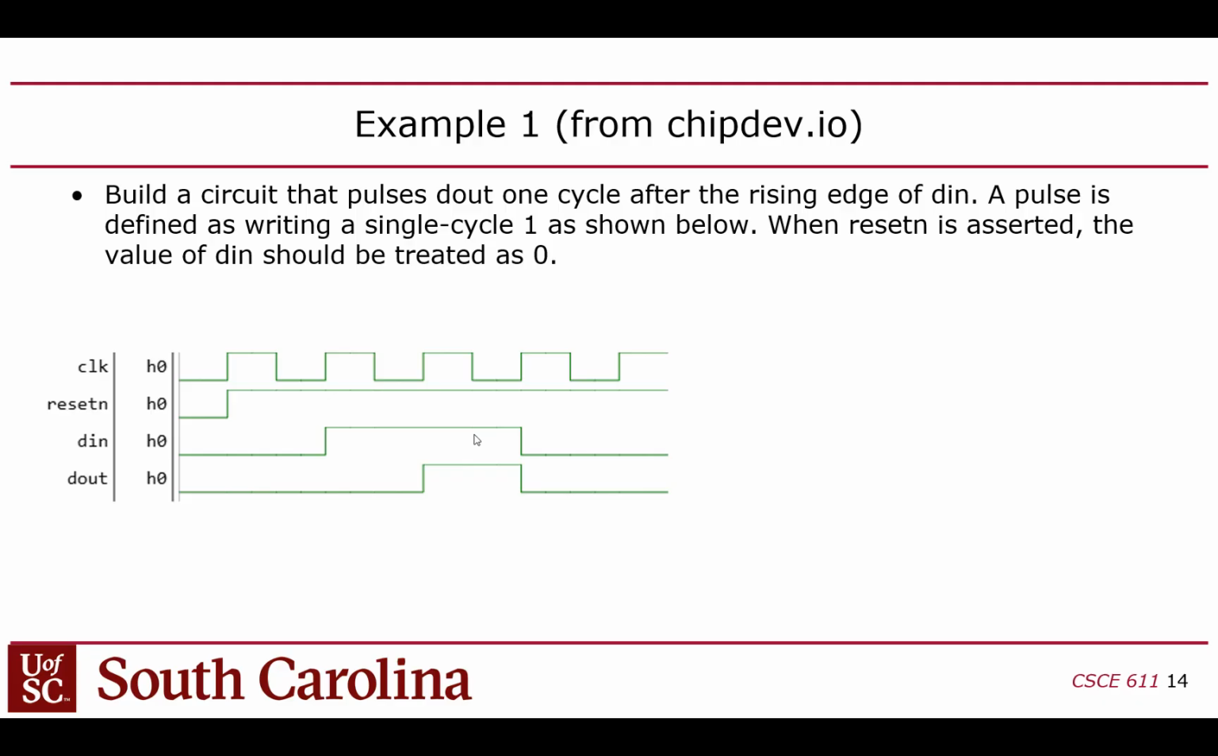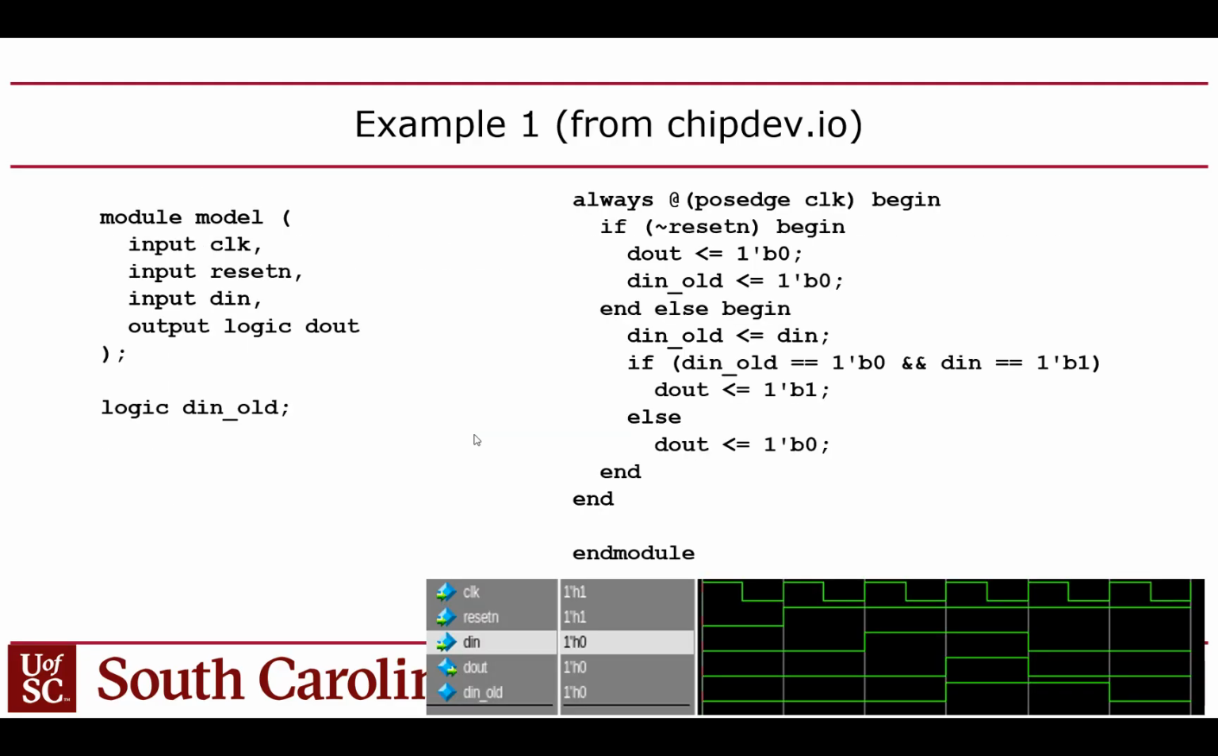The other part of this is you want to have D out pulse for 1 cycle, right? Notice that D in is actually high for 2 cycles here, but I still only pulse this for 1 cycle. So I put in my answer to this, and you can hit a button and it tests it for you automatically. They have a test bench built into the website. And so this was my answer.